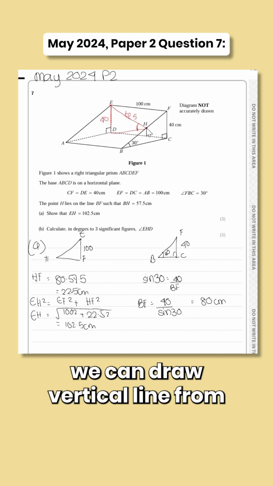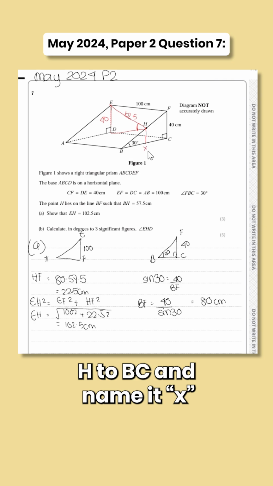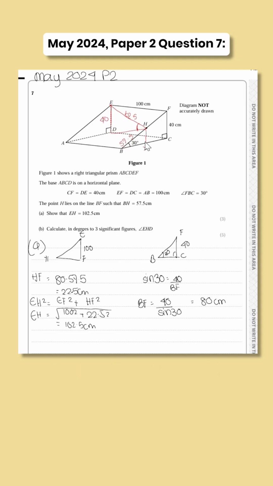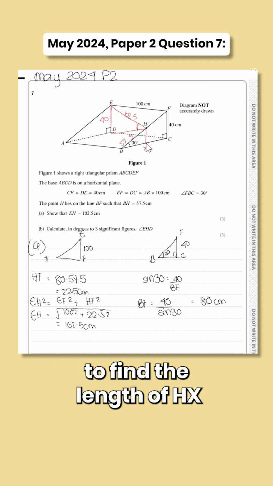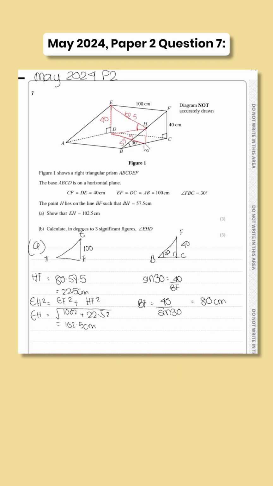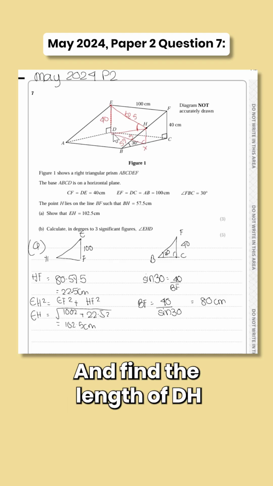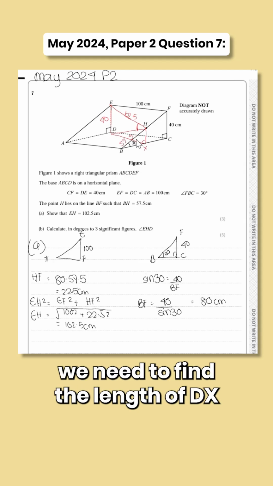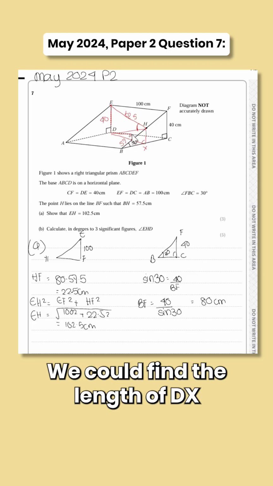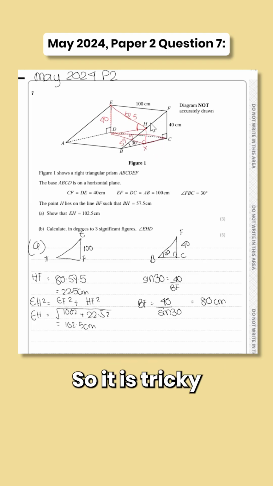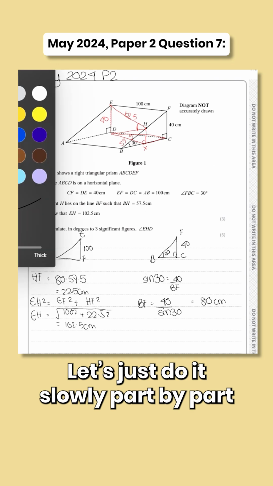To find DH, we can draw a vertical line from H to BC and name it X. As we know, BH is 57.5. We can use that to find the length of HX and draw a triangle here and find the length of DH. But to find the length of DH, we need to find the length of DX. We could find the length of DX using this triangle here. So it is tricky. Let's just do it slowly, part by part.